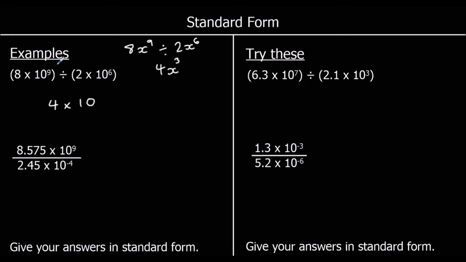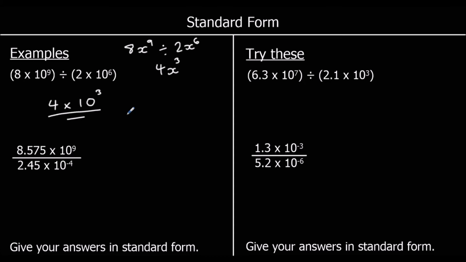And for my tens, 10 to the power of 9 divided by 10 to the power of 6. 9 take away 6 is 3, which gives me 4 times 10 to the power of 3. That is in standard form. 4 is between 1 and 10, so I don't have to do anything to it.